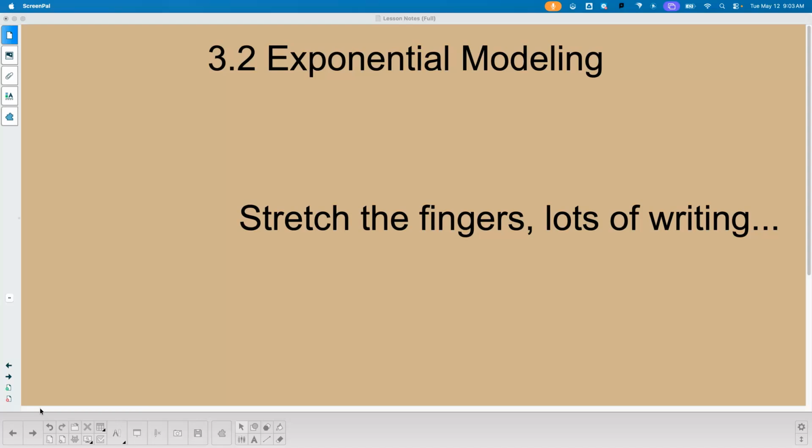All right, here we go. So we are going to pick up on page not 1, not 2, not 3, not 4, but 5. We're going to start on page 5, 3.2 exponential modeling. This is where we're going to start.